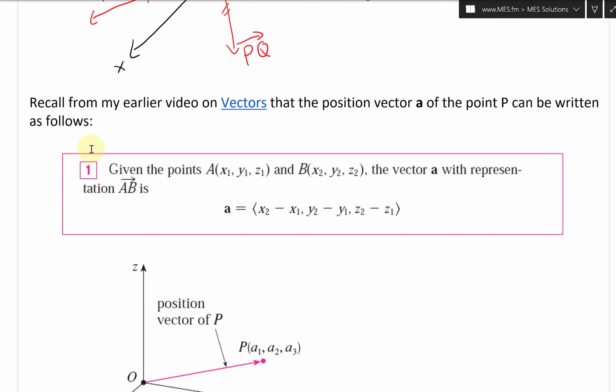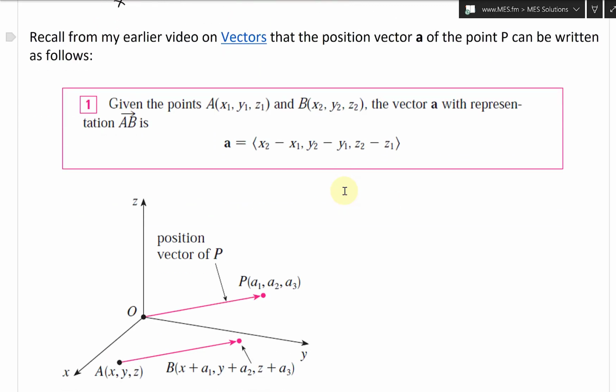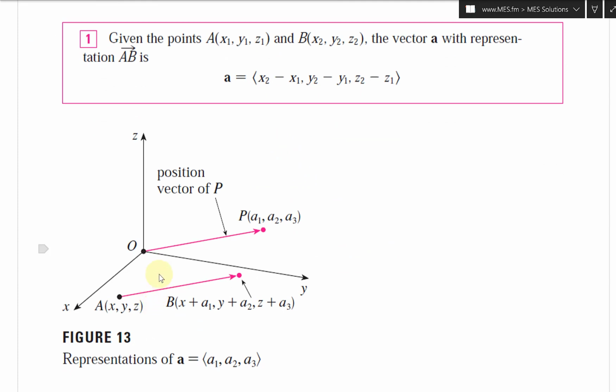Now let's continue, and again, this brings our attention to my earlier video on vectors. Recall that the position vector a of the point P can be written as follows. This is when we're given 2 points and it's parallel to it. If you have the points A, which is (x1, y1, z1), in this case, here's our A, and B, which is (x2, y2, z2), so there's A and there's B. The vector a with representation AB is given by this a vector.